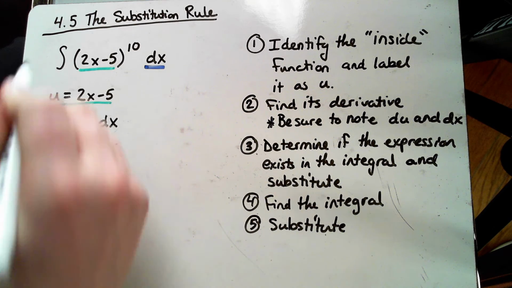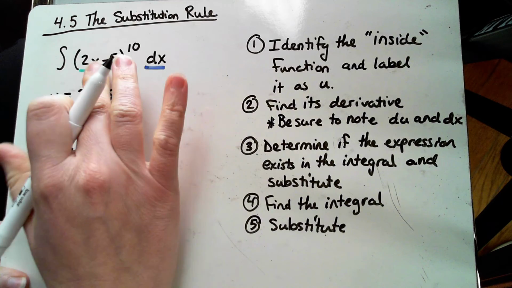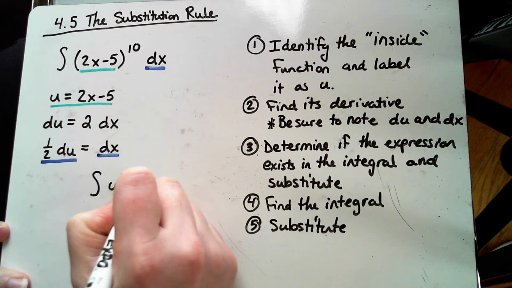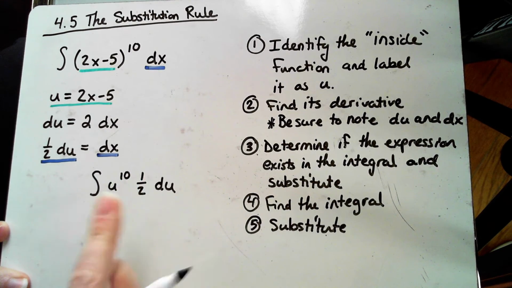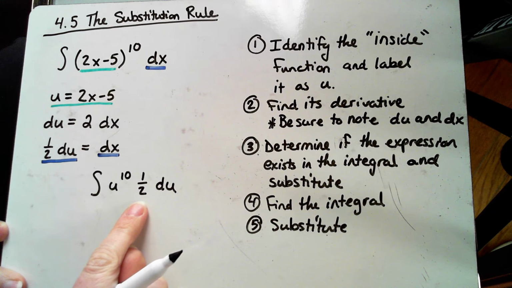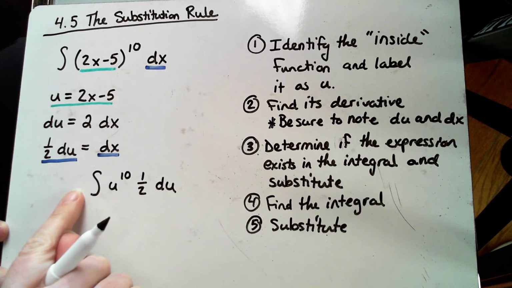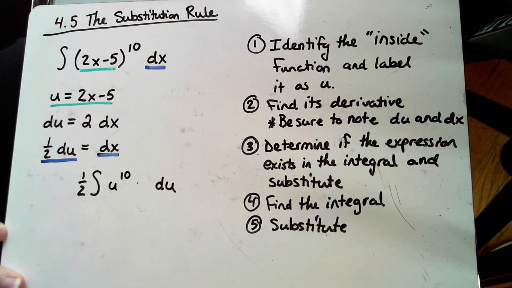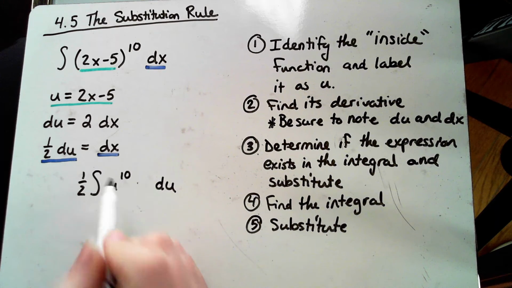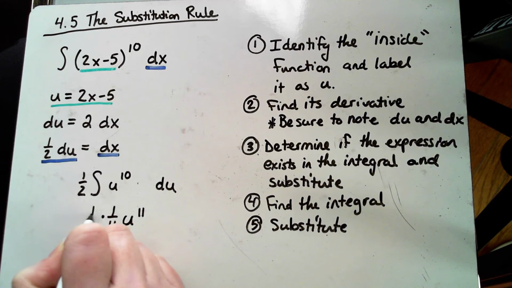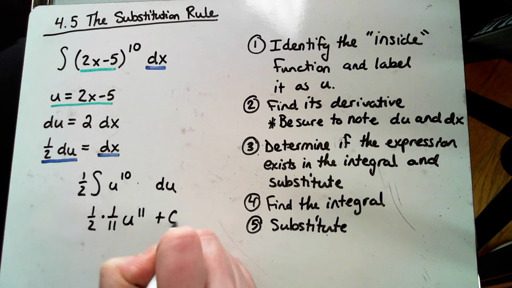So my integral turns into the integral of u to the 10th times 1/2 du. Now this 1/2 is just a constant. You may recall from your properties of integrals that this can be moved to the outside of this integral. So I'm going to go ahead and do that. Now I can just do the integral. Go up by 1 on your power, divide by that power. Don't forget this 1/2 that was here, and it's plus c.